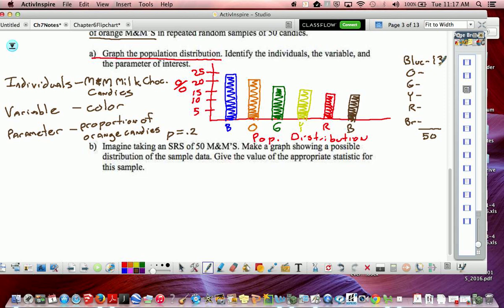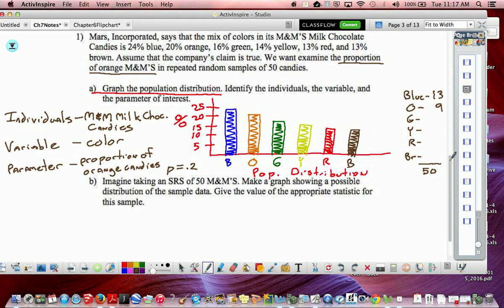Now let's do the same thing for orange. If we expect 20% of them to be orange, 20% of 50 is 10. Give me a number that's around 10. 9, okay. Let's do the same thing for green. 16% of 50 is 8, so you're going to say exactly 8? All right. How about for yellow? 7. How about for red? 6. How about for brown?